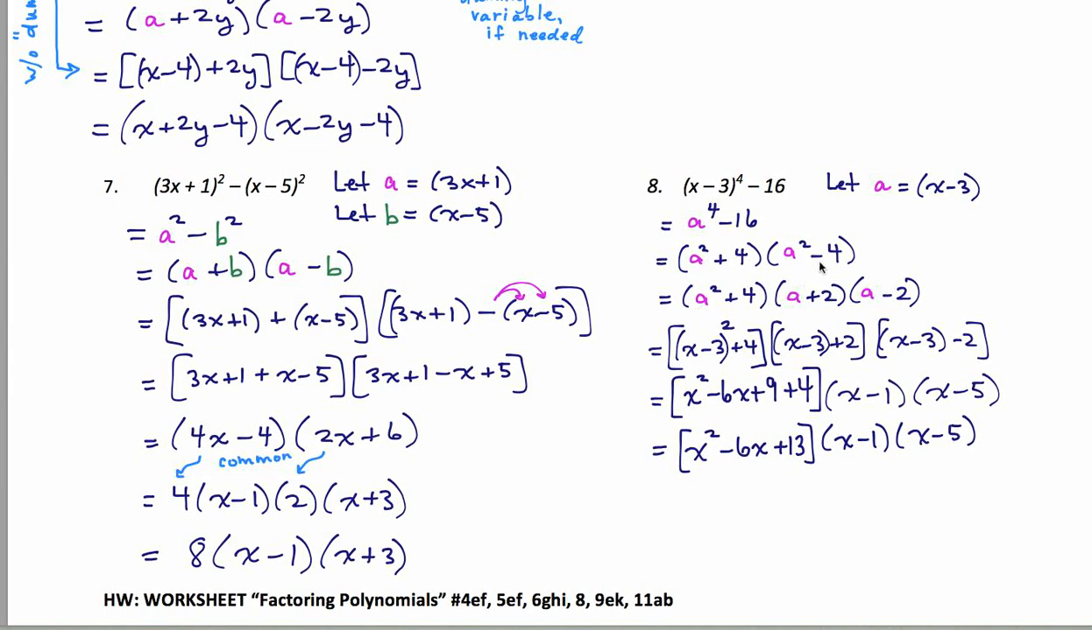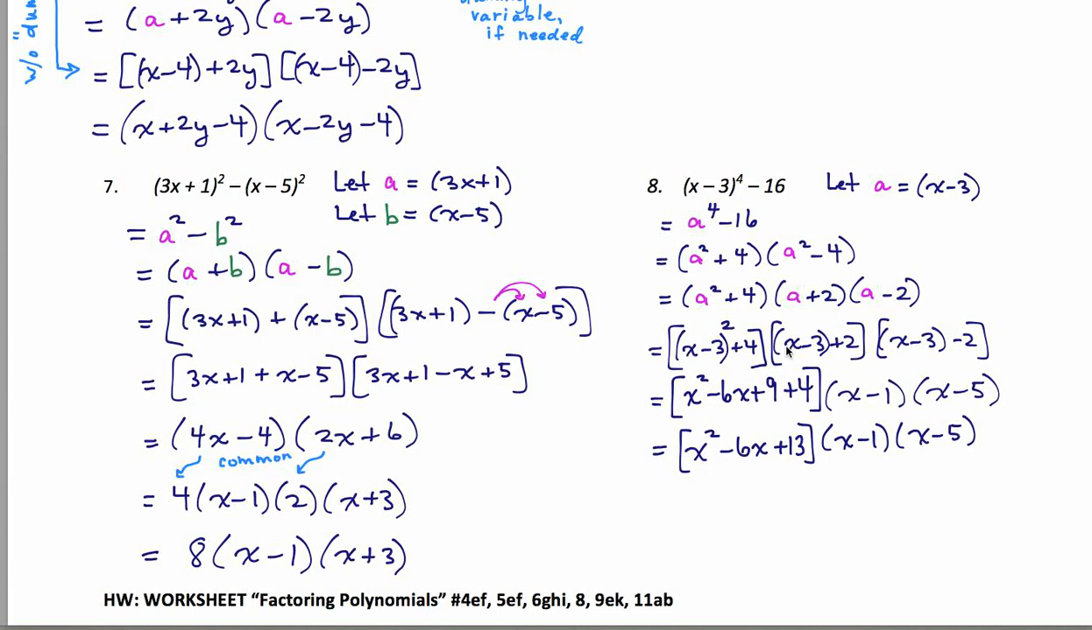But this a squared minus 4, we can factor to be a plus 2, a minus 2. And once we've gotten as far as we can go, this a squared plus 4, a plus 2, a minus 2, none of these binomials can be factored any further. So now we'll come back and take that x minus 3 and substitute it in. So now instead of a squared plus 4, we'll have x minus 3 squared plus 4, and then x minus 3 plus 2, and x minus 3 minus 2.